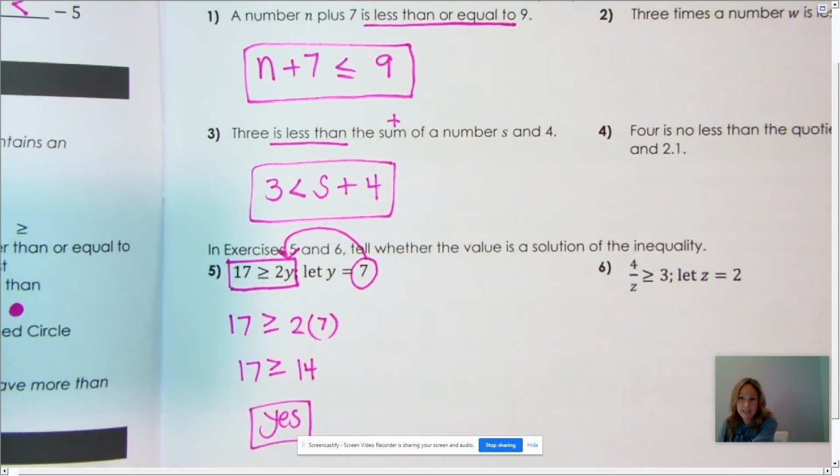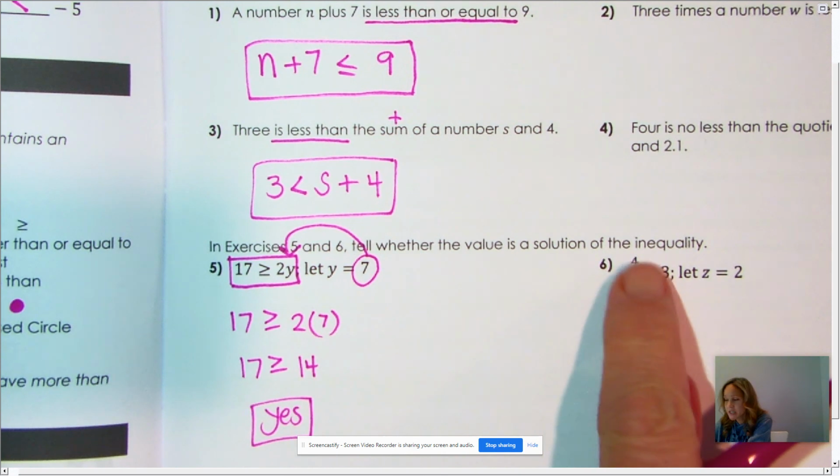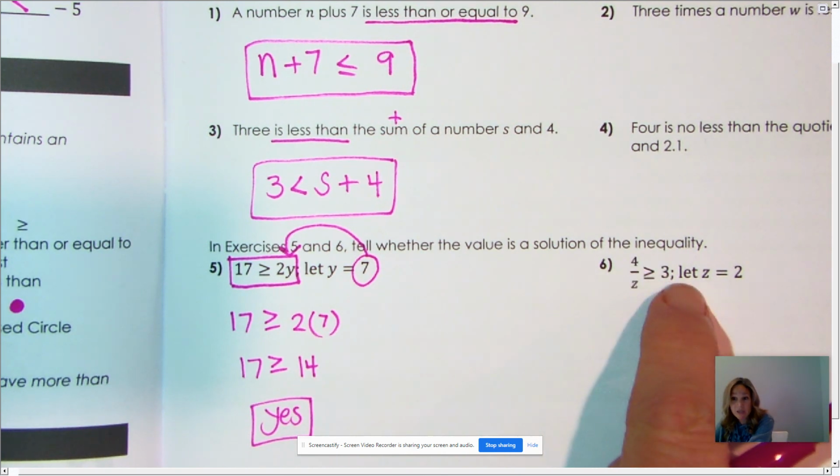We're going to skip number 6. Same type of thing. You're just going to put a 2 where the z is, and this is just a division problem. 4 divided by 2 is 2. You guys can do that. Is 2 bigger than 3? Write out your work.